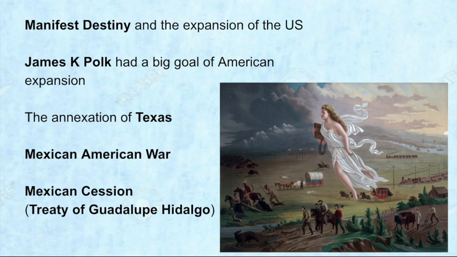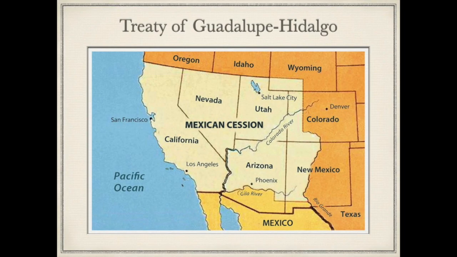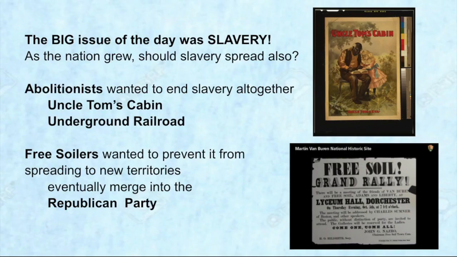President James K. Polk, although he was a one-termer, had a big goal of American expansion. Think of the disputed annexation of Texas, the controversial Mexican-American War, and the following Mexican Cession, which happened due to the Treaty of Guadalupe-Hidalgo, which also ended the Mexican War and expanded U.S. territory by a third. The big issue of the day was slavery.